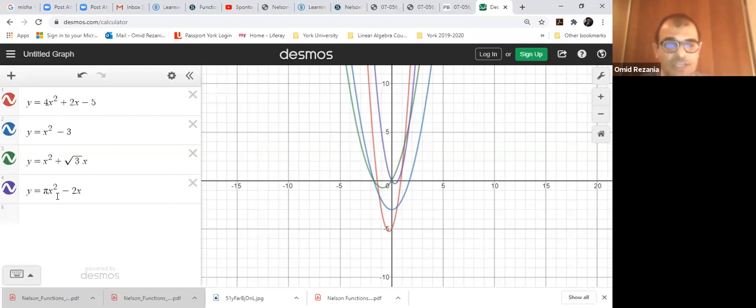The other thing which they share is the leading coefficient, which is the coefficient of the highest power of the single variable. In our polynomial degree 2 or quadratic functions, you saw that the leading coefficient is the coefficient of x to the power 2. For all of them, which is 4, 1, 1 and pi, they are positive real numbers as coefficients.